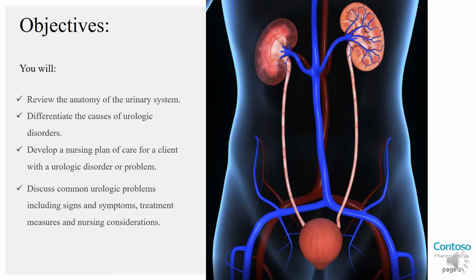Objectives for Chapter 33. You should be able to review the anatomy of the urinary system, differentiate the causes of urologic disorders, develop a nursing plan of care for a client with a urologic disorder or problem, and discuss common urologic problems including signs and symptoms, treatment measures, and nursing considerations.